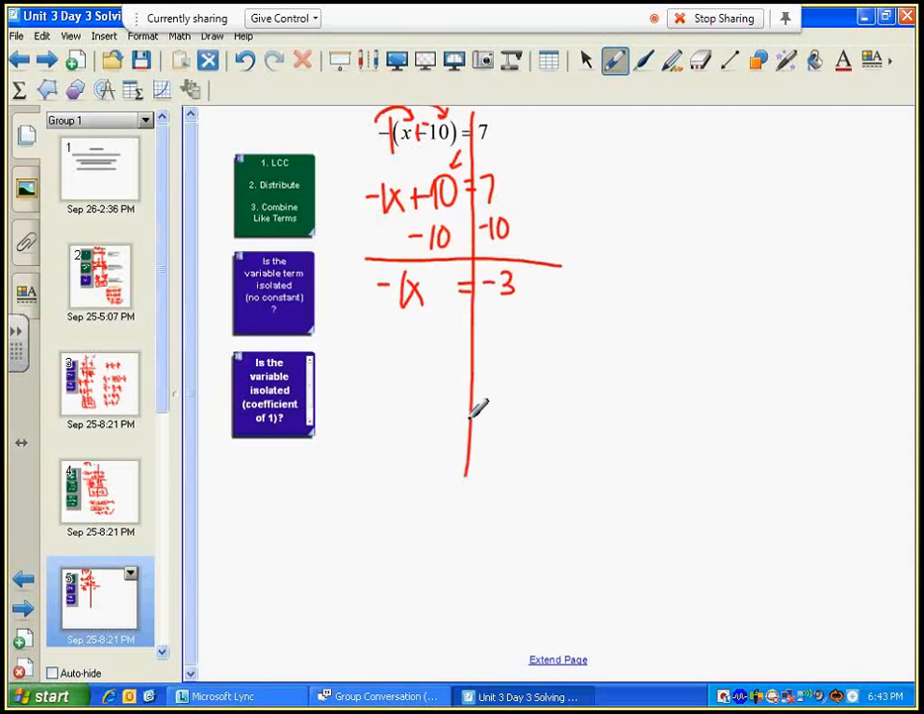Now, is my x all by itself? Does it have a coefficient of 1? No. It's got a coefficient of negative 1. So what am I going to do since it's multiplied by negative 1? I'm going to divide by negative 1. Okay, so I end up with x is equal to negative 3 divided by negative 1, which is 3. This will get you every time.